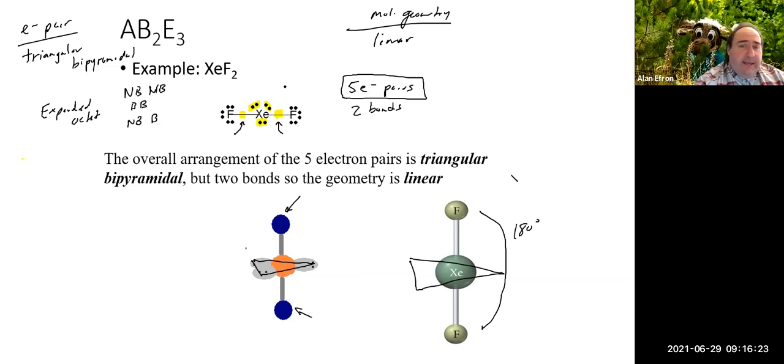Okay. So we have that linear. And again, like I was saying, you want to make sure that this linear we're talking about is our expanded octet and not our two electron pairs and two bonds.